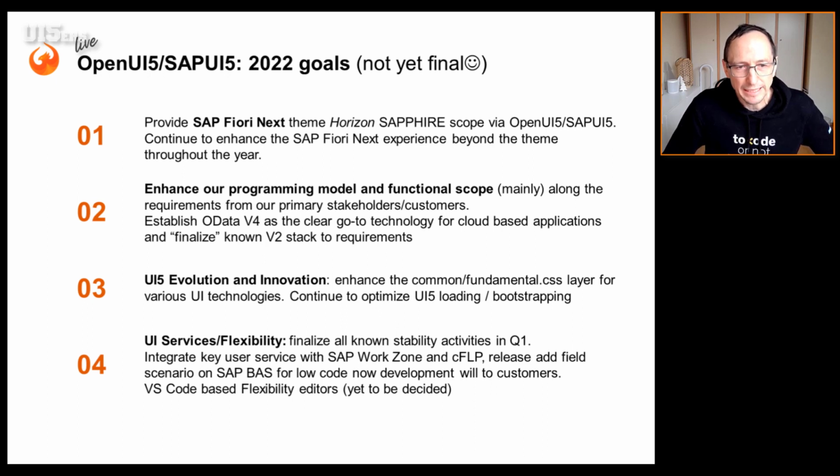Good. In the evolution and innovation area, we already have a good theming system below us that we share with Classic UI, but you have also heard that we have other new kids on the block at SAP, for instance Fundamental UIs. Therefore we want to enhance and extend this common CSS layer so that we have better theming across all SAP LOBs and products. So this is something that we work on.